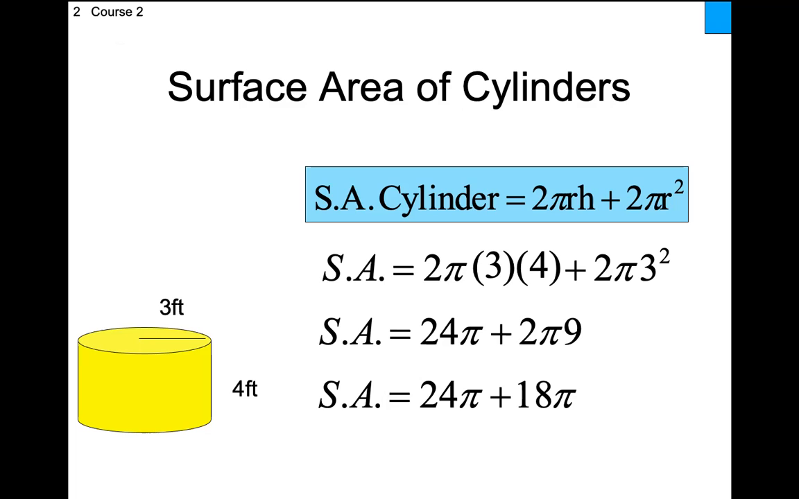Hey, any decimals so far in my answer? No. If pi was a variable, well, then you just add these two things together. By the way, pi is not a variable, but in this case, it acts like a variable. 24 and 18, so I get 42 pi. In higher level math, that's the answer. When you get to high school, that's the answer.